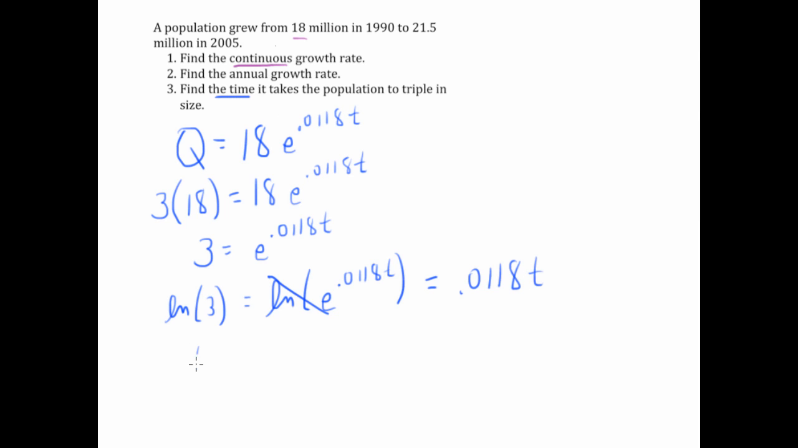And now to solve for t, we're dividing. So t is going to be the natural log of 3 divided by 0.0118. I didn't do that in my calculator. What does that equal? Well, I'm getting about just over 93 years. So about 93.10 years.